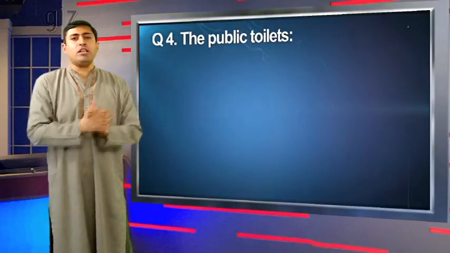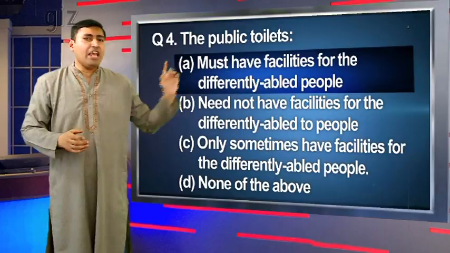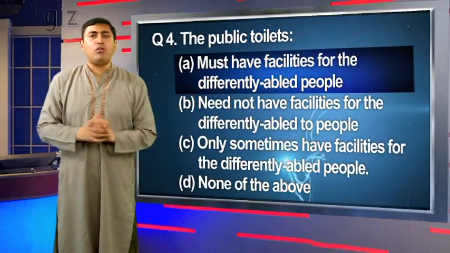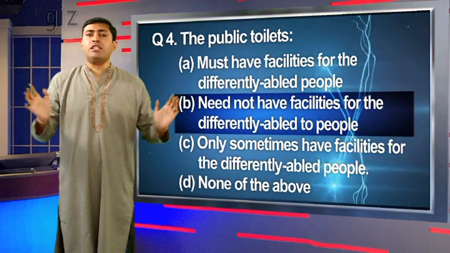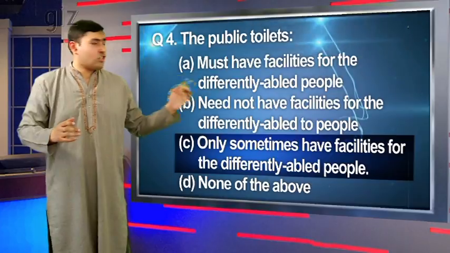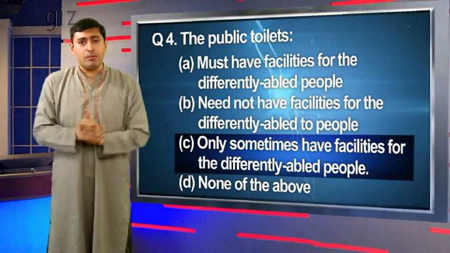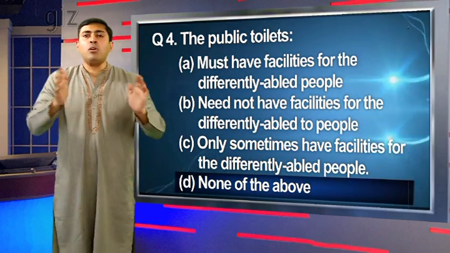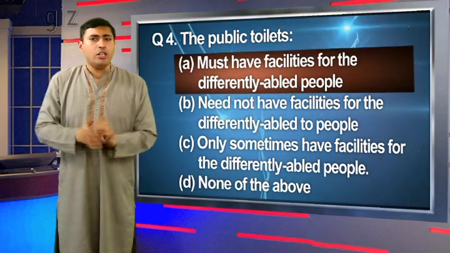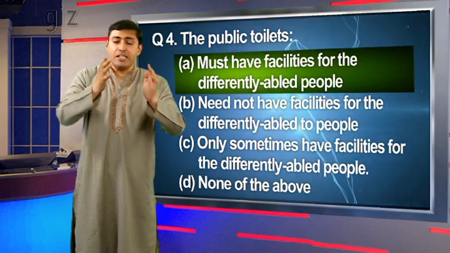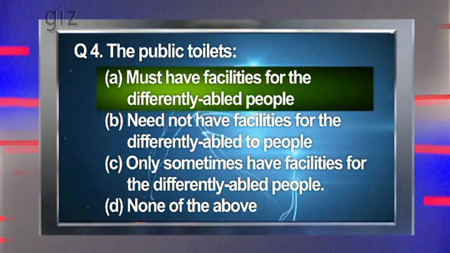Right now, we are moving to the next question, the fourth question that is. And the fourth question is right here on your screen. The public toilets, A, must have facilities for the differently abled people. B, need not have facilities for the differently abled people. C, only sometimes have facilities for the differently abled people. And D, none of the above. I couldn't hear you. What did you just say? You said A. Well, that's right. That is indeed the correct answer. The public toilets must have facilities for the differently abled people.